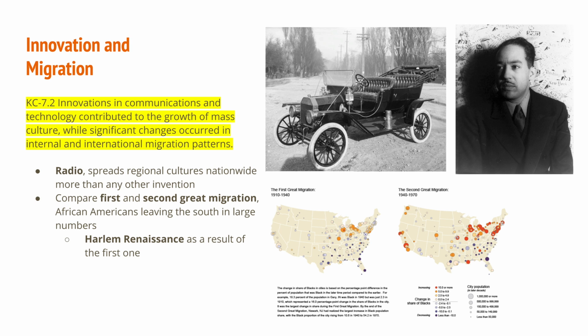There are more African Americans from different parts of the country congregating in closer knit communities because of the nature of an urban area, and exchanging ideas, exchanging different art forms. And from the first Great Migration, we get the Harlem Renaissance. Langston Hughes, seen on the slide here, is one of the major figures of the Harlem Renaissance.